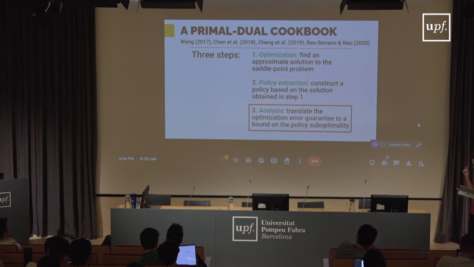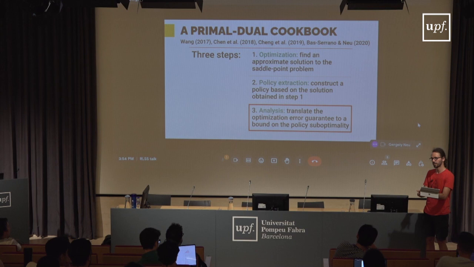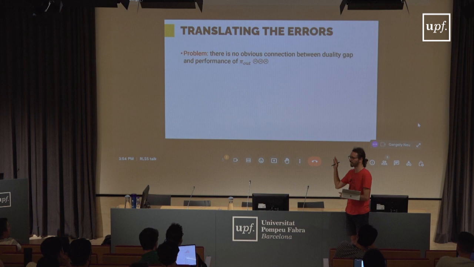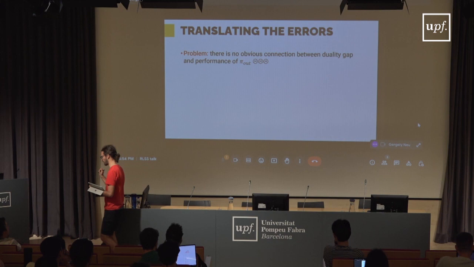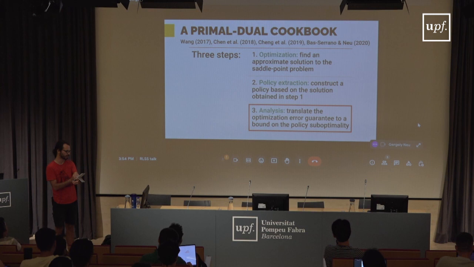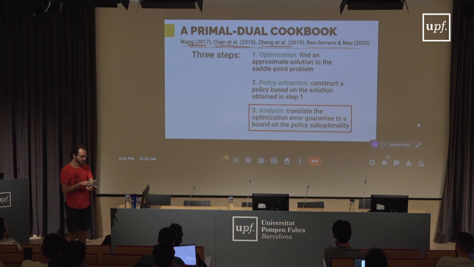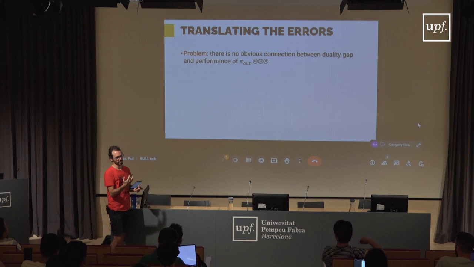So let me show you how to put all of these pieces together and how to analyze the solution. I think that this is one of the most satisfying results that has been done in the domain of these primal-dual methods. The problem that you face when you try to analyze this method, and many people have tried to face this problem, is that all of these papers that I'm listing here on the top, this is a very nice paper by Mengdi Wang, some follow-up with her student and Qinglin Cheng, and also with my student Joan Bas. We've been trying to work with such methods, and we've all faced this problem that the quality of the final policy that this procedure outputs is hard to connect with the duality gap, right?